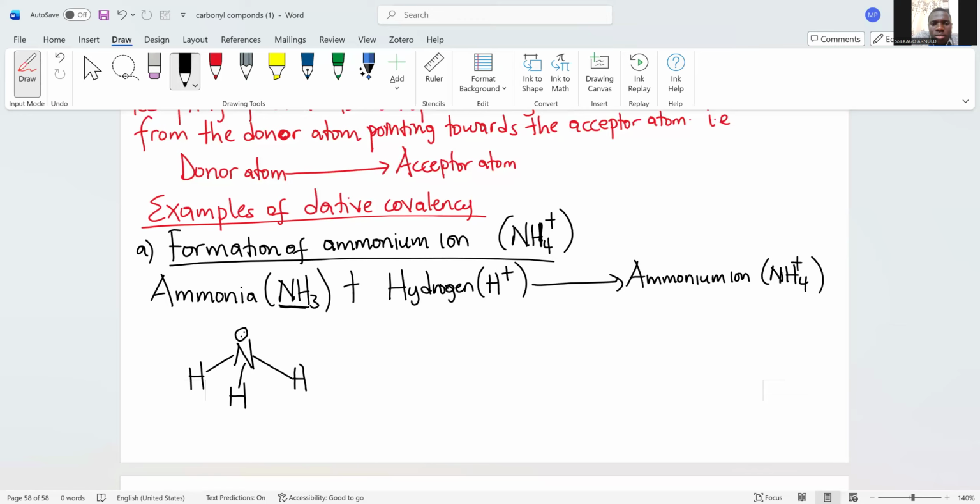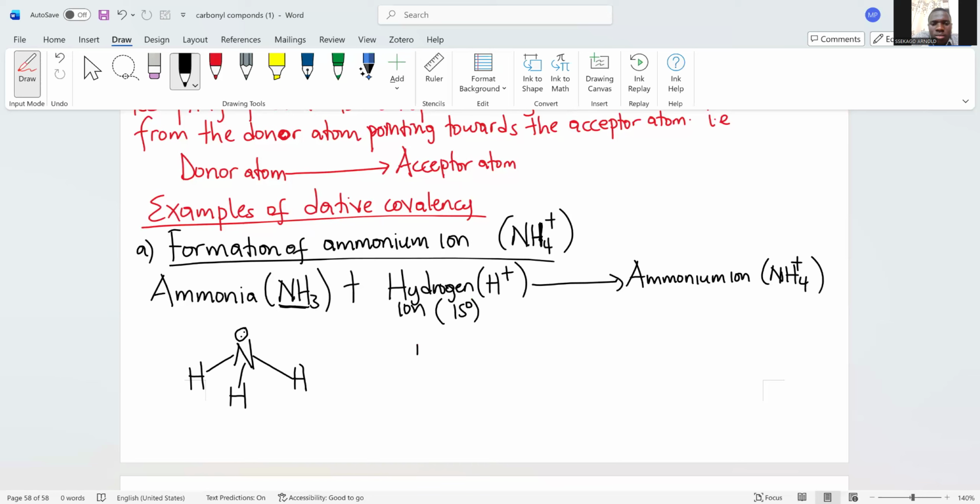So look at that electronic structure of ammonia. Then for hydrogen itself, this is hydrogen ion, not hydrogen. Hydrogen itself is 1s1. But its ion, the hydrogen ion, is 1s0. It has electronic configuration 1s0. So meaning that we have an empty orbital. Hydrogen ion has no electrons, so it is a space without electrons.